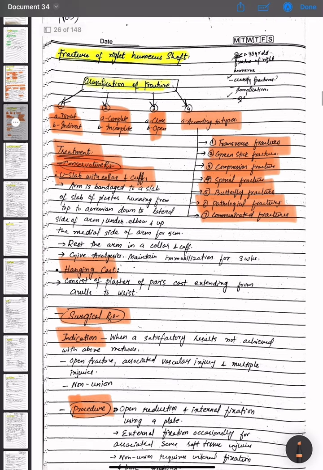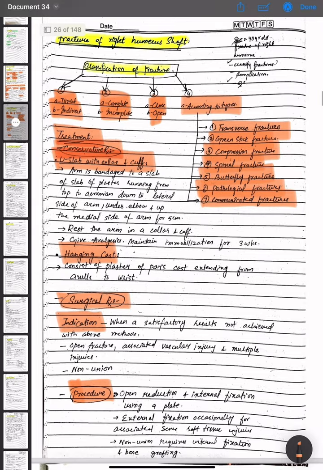So this is the classification of fractures. It is broadly classified into direct, indirect, complete, incomplete, closed and open, and according to the type.